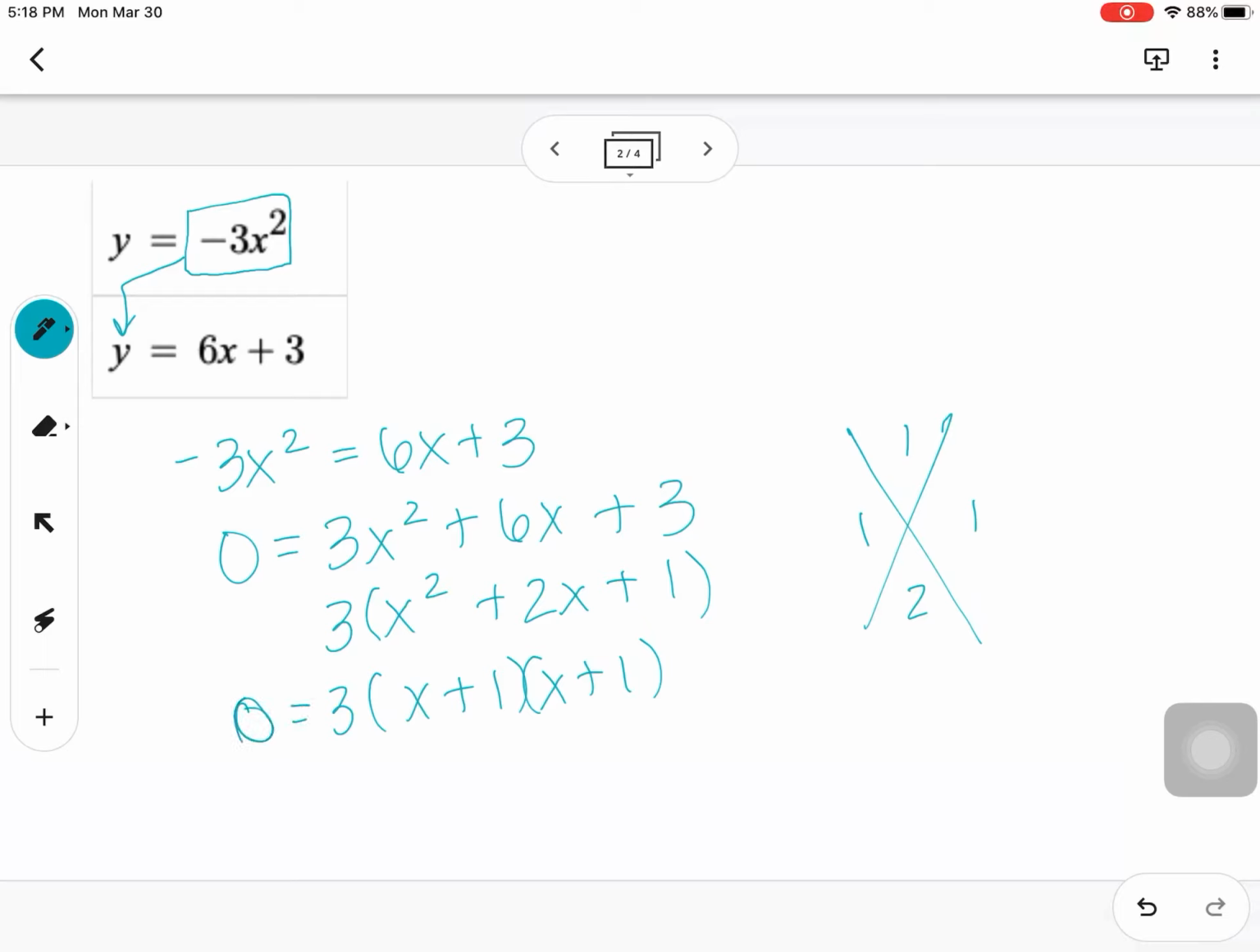Thinking back, this is really from unit 3, sorry. We're going to set each thing equal to 0. The 3 doesn't have a variable, so we don't have to set it equal to 0, but we'll do x plus 1 equals 0, and we get negative 1. The other one, we'd also get negative 1.